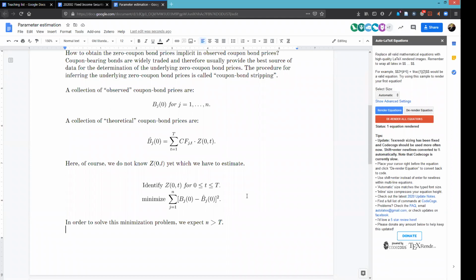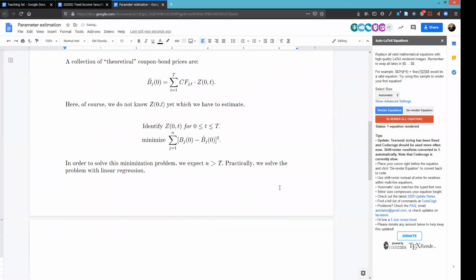Basically, it is a regression problem. What we are doing is regressing observable bond prices onto a series of cash flows. So practically, we solve the problem with linear regression. This is not an econometrics class, so I will not cover linear regression. Any other question?